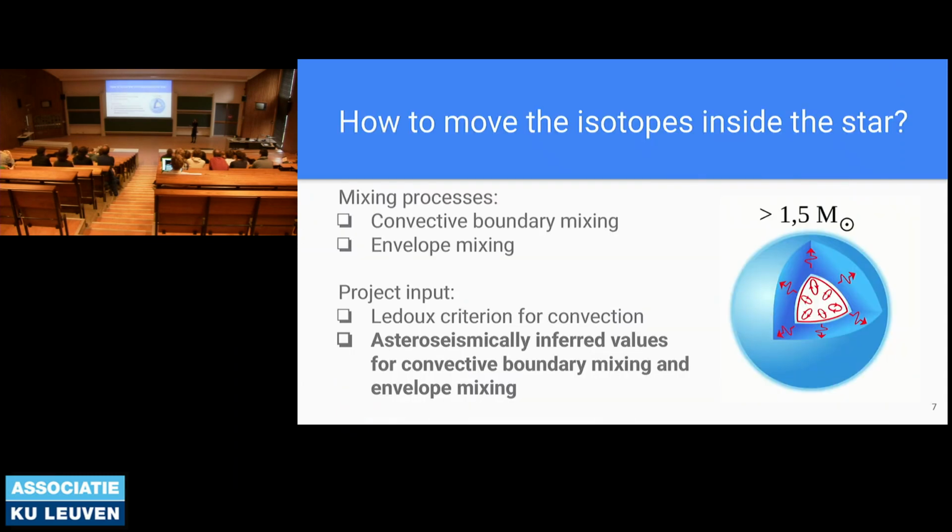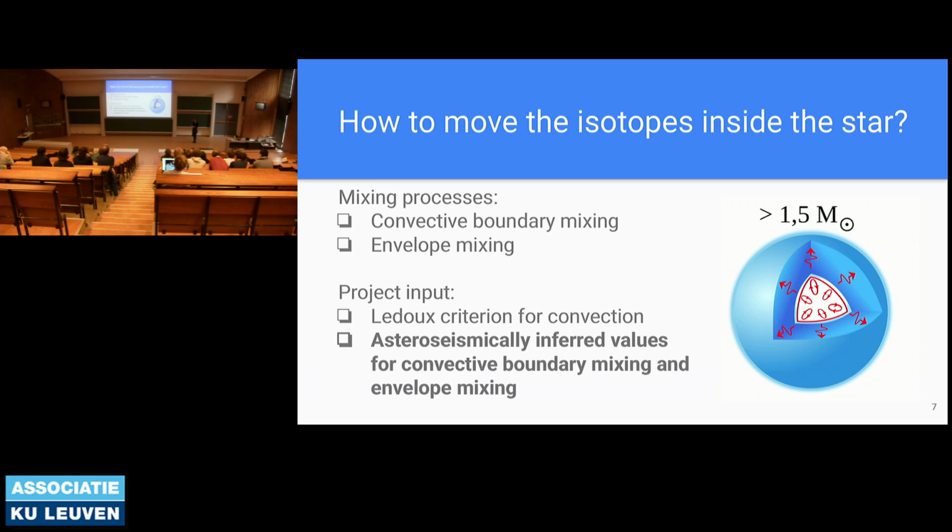So the next step then is, how do we move the isotopes in a star? Because we now know how to create them. Nuclear physics tells us. But now, how do we get them from one place to another? Because most isotopes are produced in the deep insides of the star. But to get them into the interstellar medium, we need to get them to the surface. So for this, we need mixing processes. And these are fairly simple to separate into 2 categories. We need mixing at the convective boundary, and we need mixing in the envelope of the star.